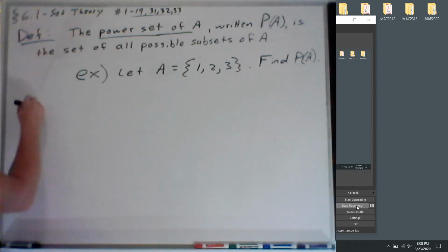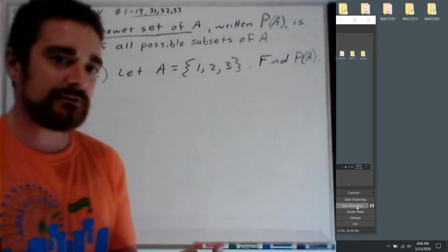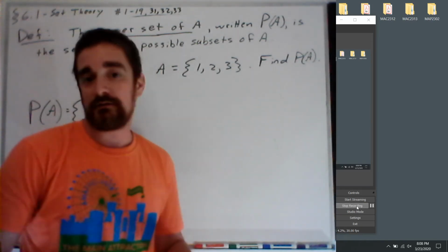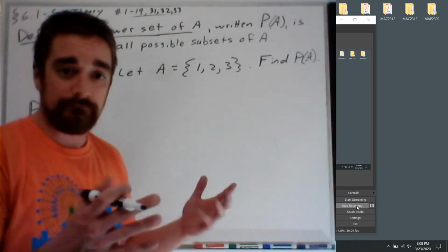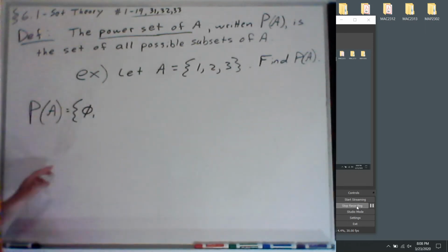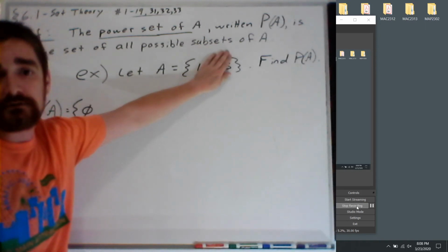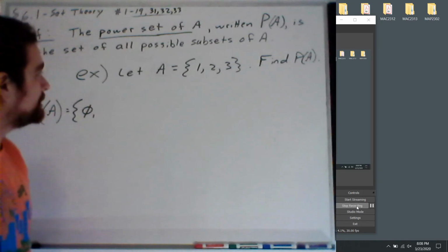So again, I'm just going to stick to P of A is going to be the set. Well, the first subset that I can create is the empty set. The empty set is always a subset of every set. Right? Even the empty set itself has a subset, the empty set. Right? So that's the first thing that I can do. I can create the empty set by just choosing not to take any elements. There's a subset. Right? A set with no elements is a subset of a set.